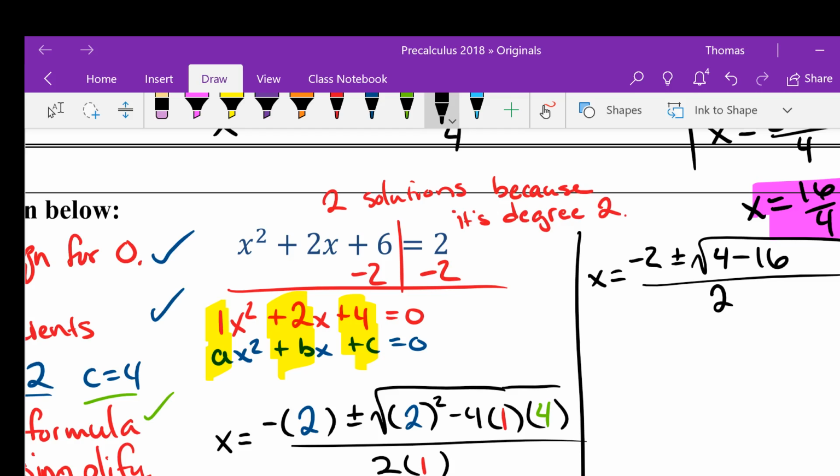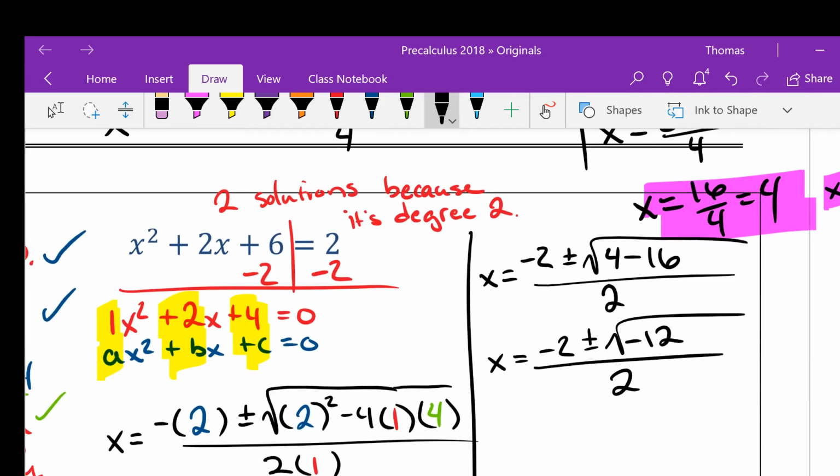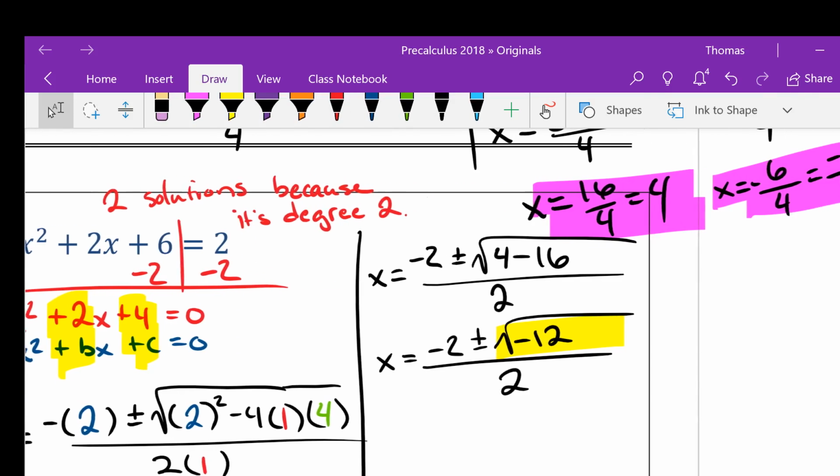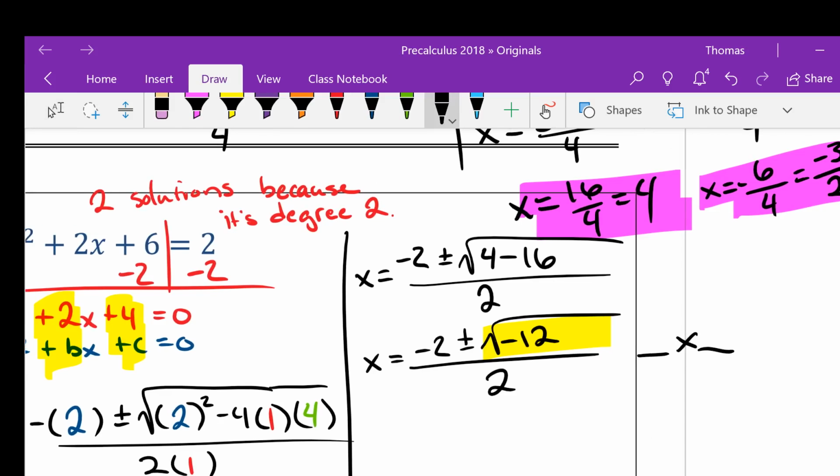All right, so if we go even a step further, we're going to get x equals negative 2 plus or minus the square root of, let's see, 4 minus 16. That's going to give me negative 12 all over 2. Now let's pause here and take a second and look at the square root of negative 12. If we were to go on to simplify, this is saying what number times itself would give us negative 12.